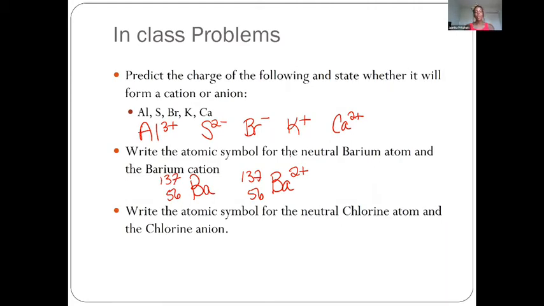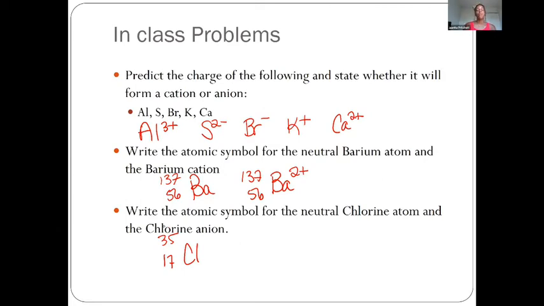If we look at chlorine and we want to write the atomic symbol for neutral chlorine and the chlorine anion, we again have to look at where chlorine is located on the periodic table to help us get that anion symbol correct. So if we start with the neutral species, we again know that the symbol is Cl. Its atomic number would be 17. And then the mass number would be 35, where we're writing that whole number, which represents the protons plus the neutrons.